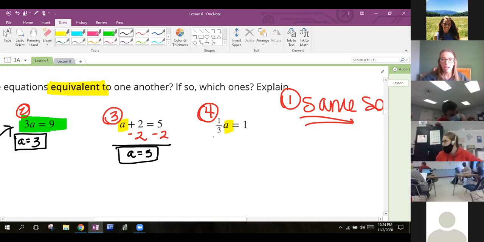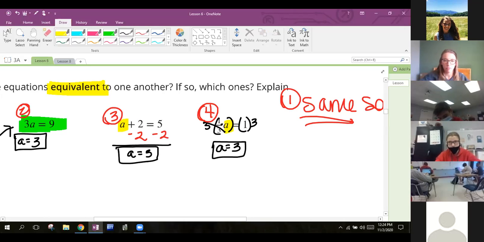Okay, and finally we have 1/3 times a. How am I going to get that by itself? Multiply by 3. Yeah, you would multiply both sides by 3. Those cancel. a equals 3.